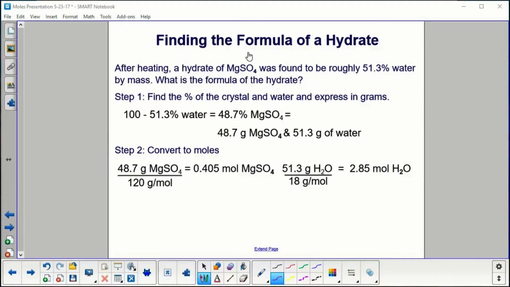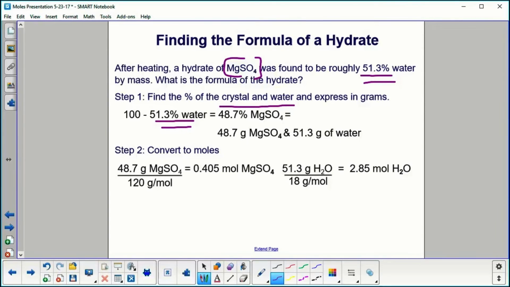So we heated a hydrate of magnesium sulfate, and we found that after we did the heating, that it was 51.3% water by mass. What's the formula of the hydrate? First, find the percent of the crystal that's left over and the water expressed in grams. So if there was 51.3% water, that means we have 48.7% magnesium sulfate.